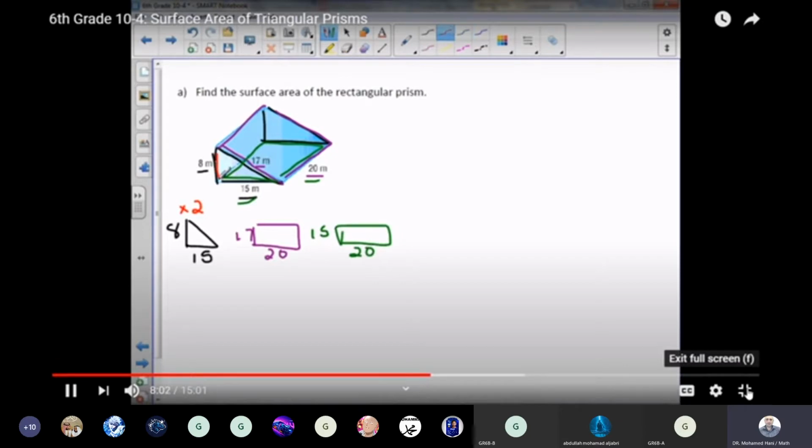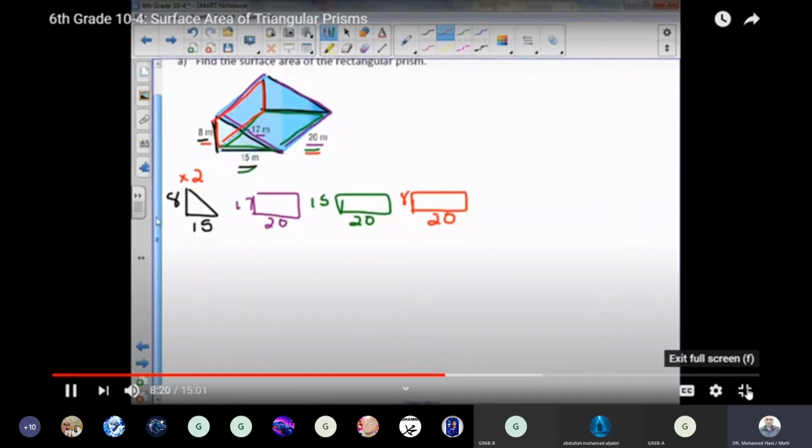And the back rectangle is 20 and 8. So none of the rectangles this time are the same. But I have the 3 total rectangles and 2 triangles. So now let's find the areas.